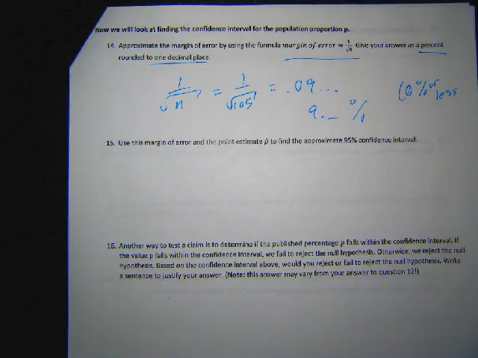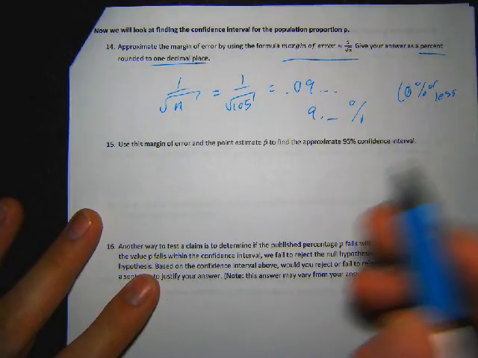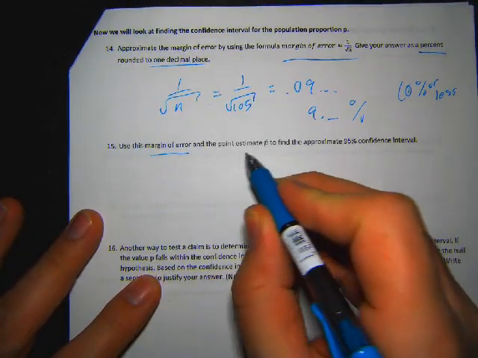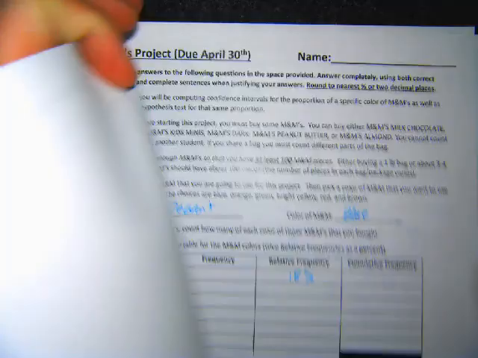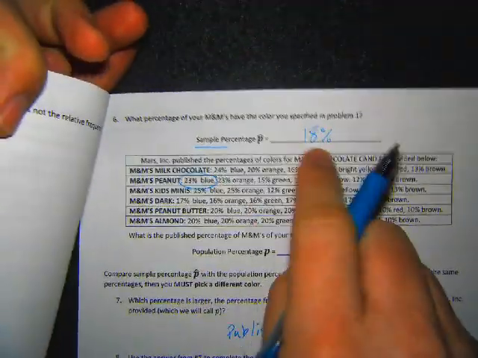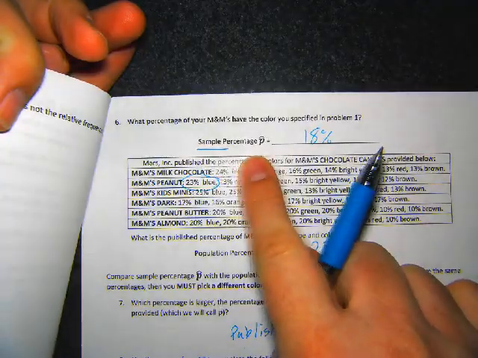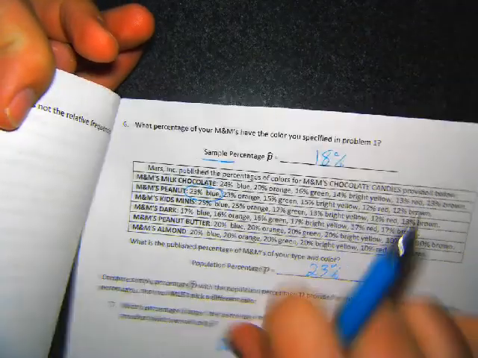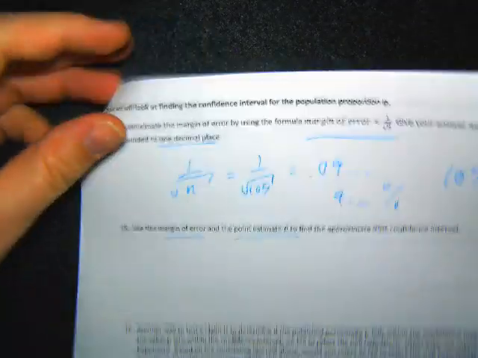Okay, once you have the margin of error, you're going to use the margin of error and your point estimate, p hat. Remember, that is the value you got from your sample. That's p hat. Please don't use p. You're supposed to be using p hat for your confidence interval.